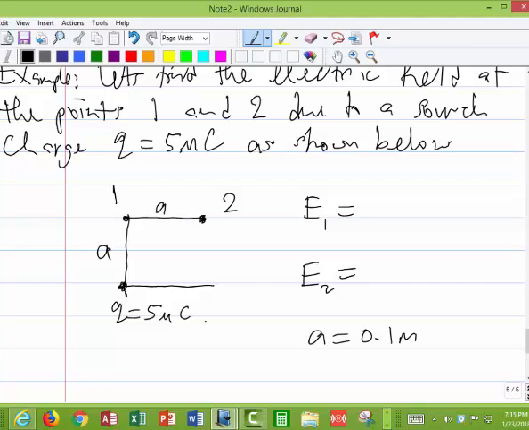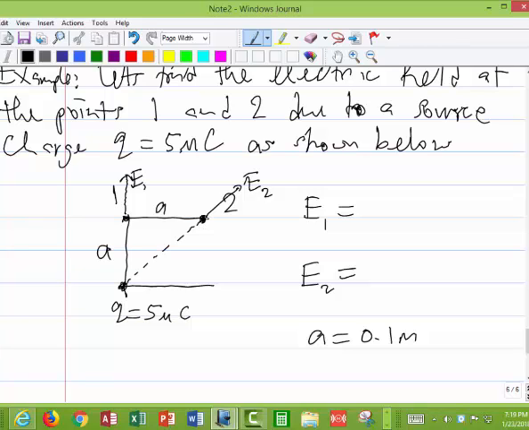So I want you to find the electric field at the point 1 and the electric field at the point 2. And the hint, of course, don't forget that there's a distance between them, so you're going to use the distances. This is a positive source charge, so the field at the points 1 and 2 will point away from the charge. This would be E1 and this would be E2. Use the definition of the electric field at a point in space to calculate E1 and E2.